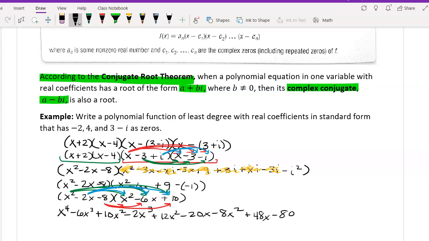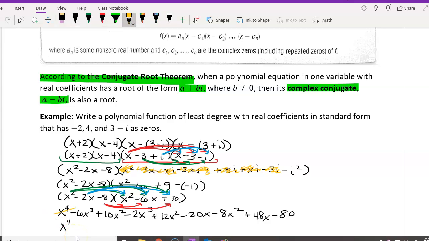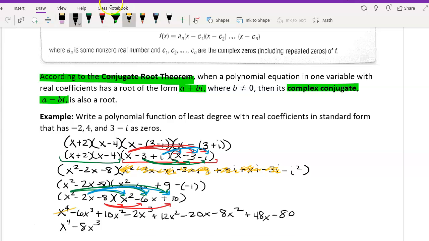All right, let's keep simplifying this down. The x to the 4th doesn't have any like terms, so we'll pull it down. I'll go ahead and mark it out so I know that I've worked with it. Then we have negative 6x cubed minus 2x cubed, which gives us negative 8x cubed. I'll mark those out. We have positive 10x squared plus 12x squared, which is 22x squared, minus 8x squared gets us 14x squared.